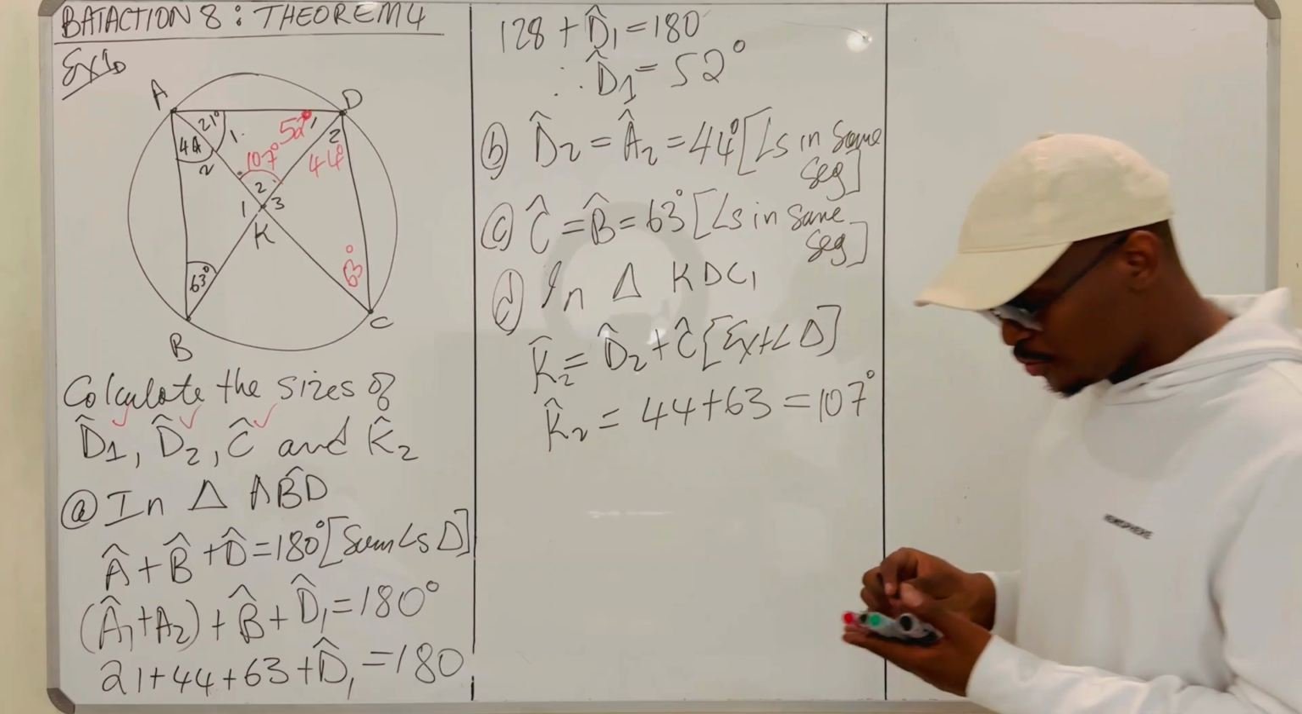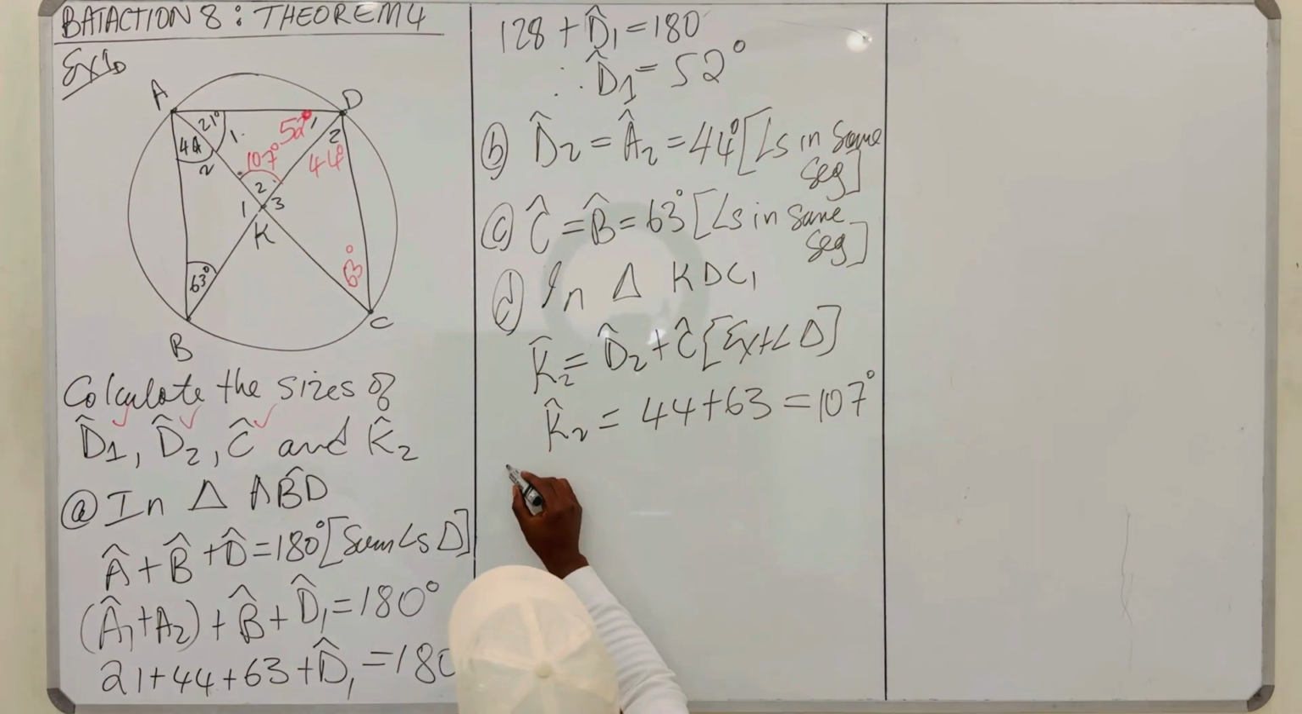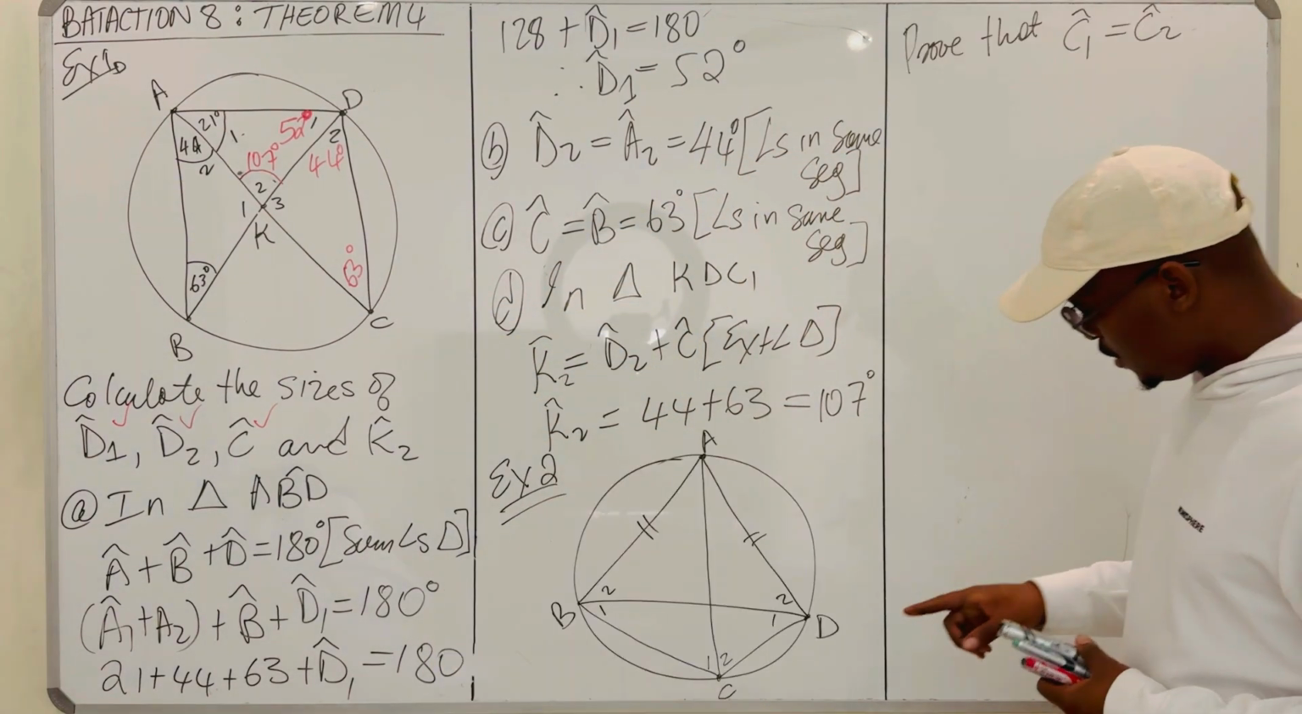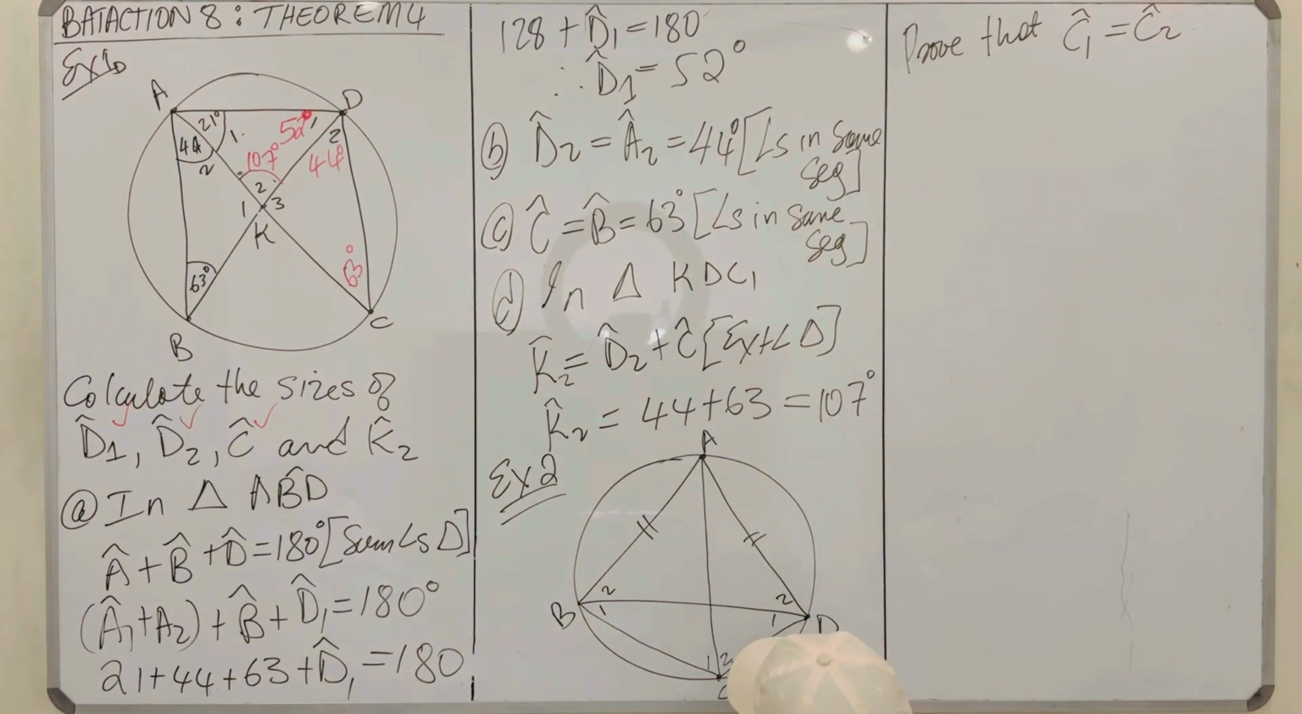Then we're going to do example 2. They want us to show that these two angles are the same. Where is C1 coming from? It's coming from this, and this angle here is coming from that. If you are lazy, you'll say these two are equal because equal chords subtend equal angles. That's an answer of a lazy person.